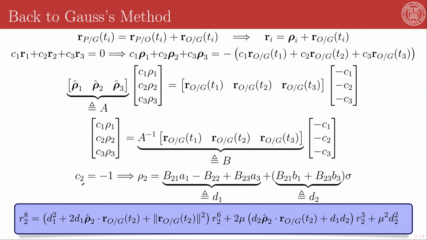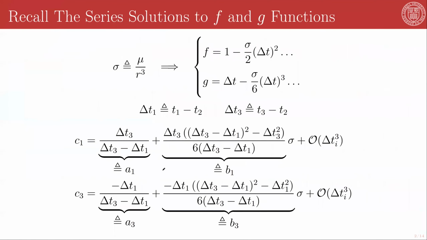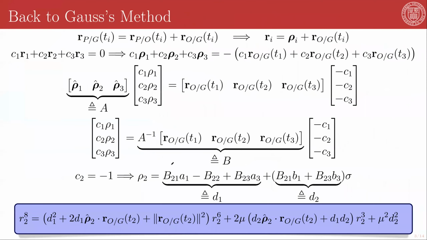Remember also that we posited that we can take C2 to be equal to -1, and we provided ourselves a method for calculating C1 and C3 under the assumption that C2 was -1. So because of that, we know that we can write row 2, which is here just being multiplied by a -1, as a single row out of the B matrix. So what we will get here are the elements of the second row of B times the A and B coefficients. And remember, we've defined the A and B coefficients as these terms within C1 and C3. And we will call this whole thing D1 and this whole thing D2, and D2 is also multiplied by sigma.